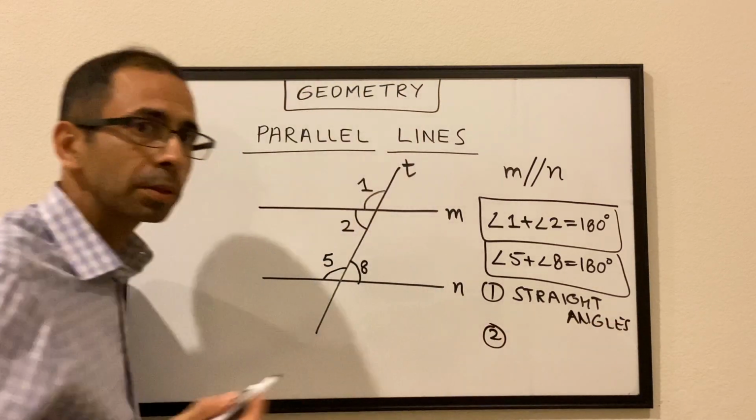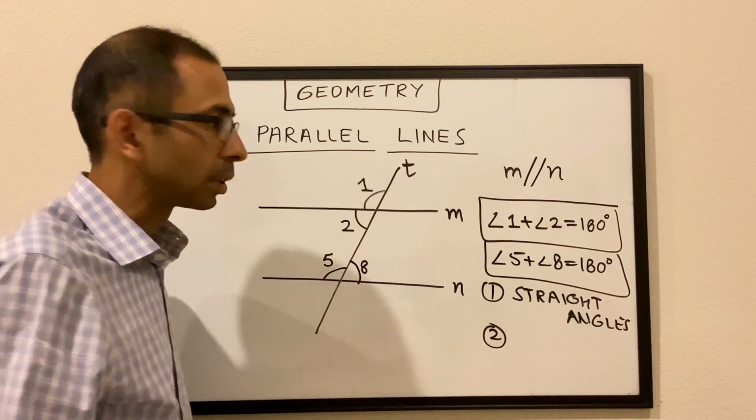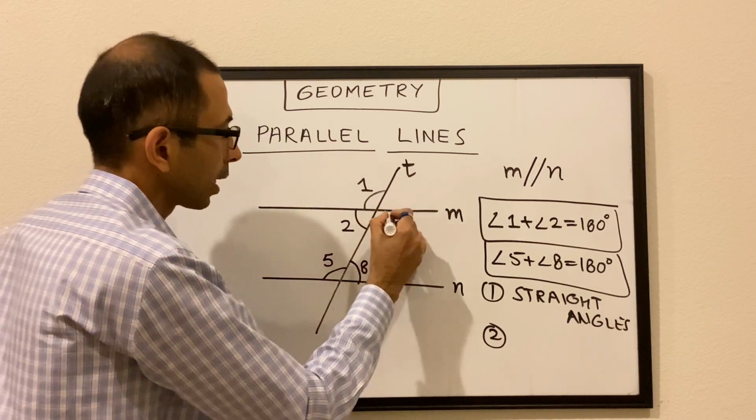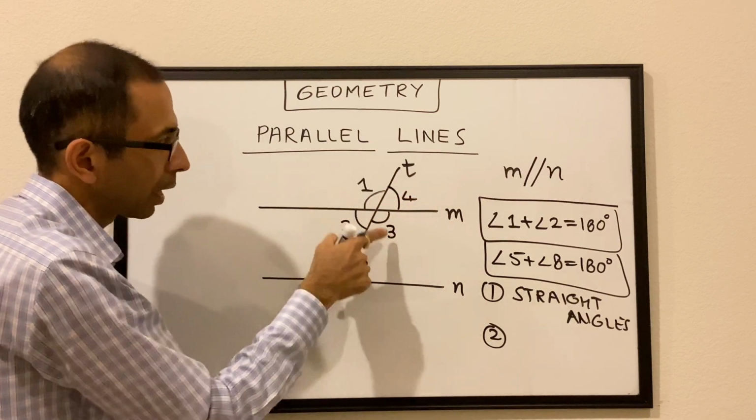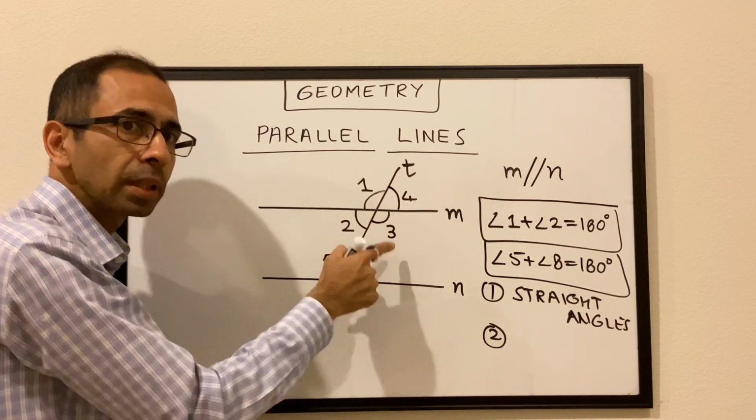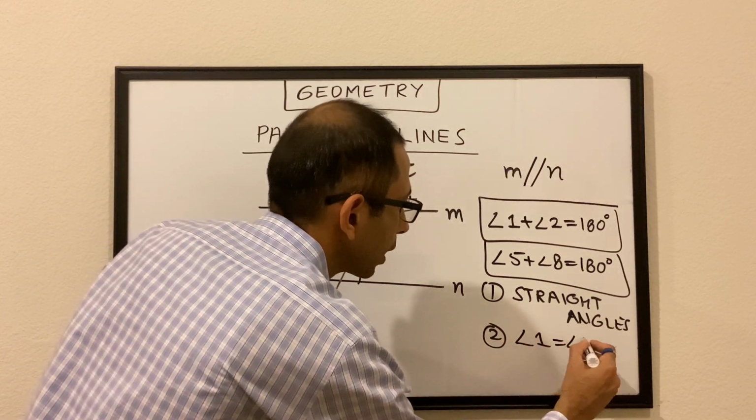Let's move on to the next part, right? The next is the vertically opposite angles. In this context, let's say this angle is angle 3. This angle is angle 4. Angle 1 and angle 3 are vertically opposite angles and they are equal. So angle 1 is equal to angle 3.